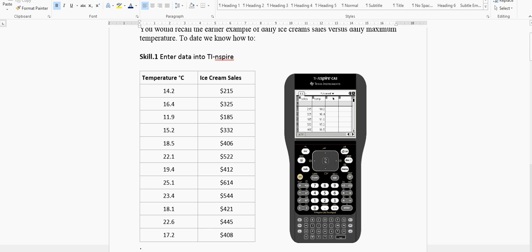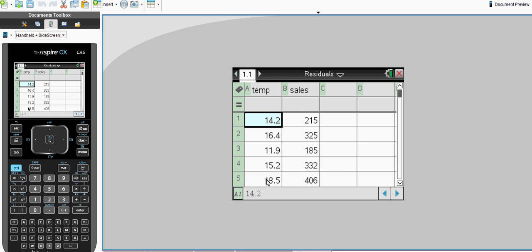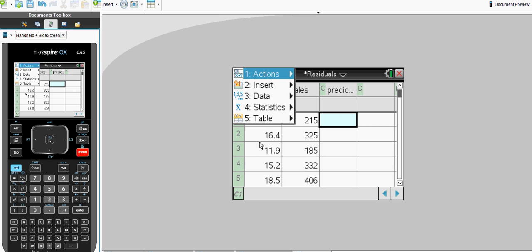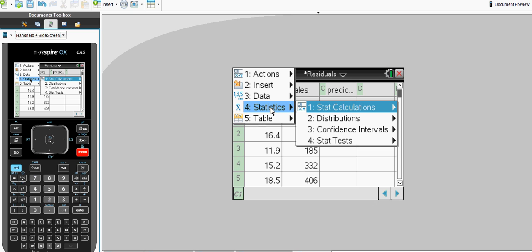I'd like to consider our ice cream sales and temperature example once again. We know how to enter this into our TI Inspire. There we have it. Let's use our TI Inspire in terms of being able to work out predicted values. So we'll call it predicted sales. Okay. In order to do that, first of all, let's perform a linear regression on the data that we have here.